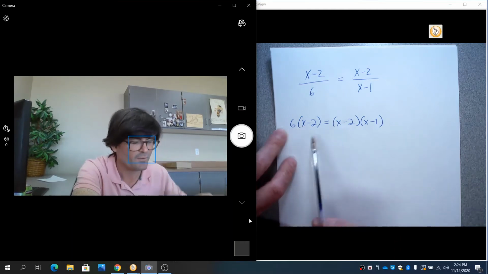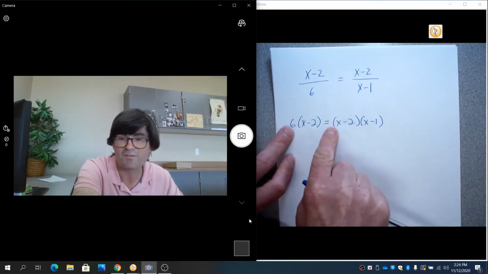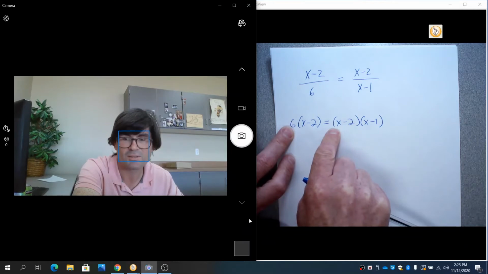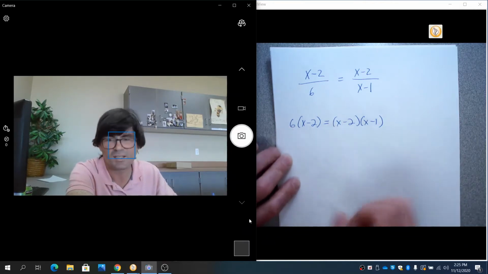If you had 6 and 6 on both sides, that's fine. You can divide that out. But don't divide anything out that has an x in it right now. That will cause you to lose solutions that you may want. So we're just going to kind of power through this.